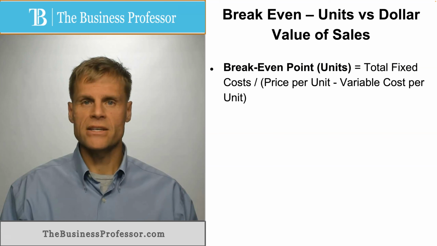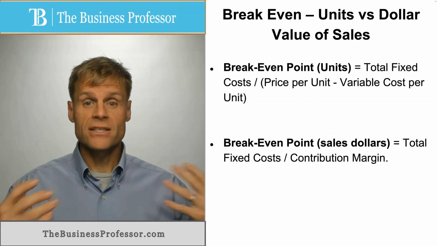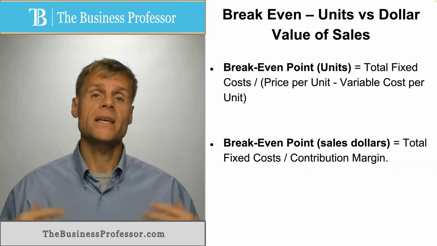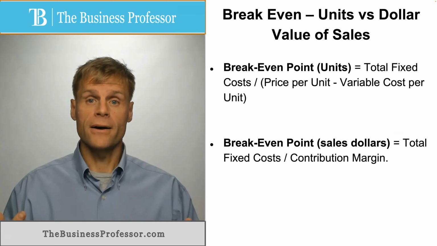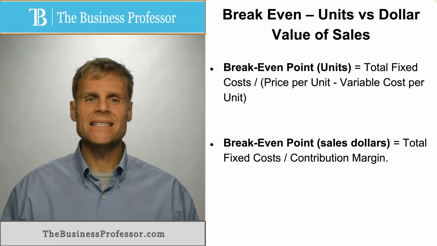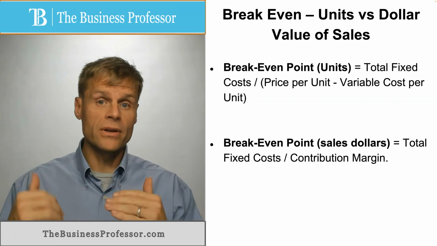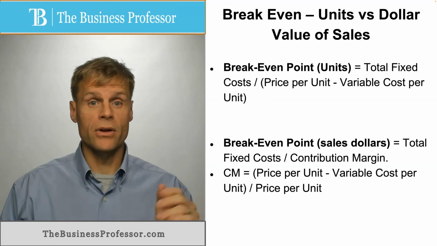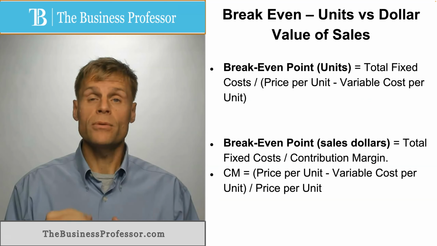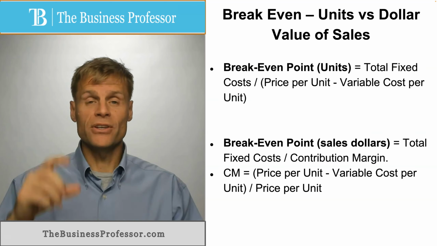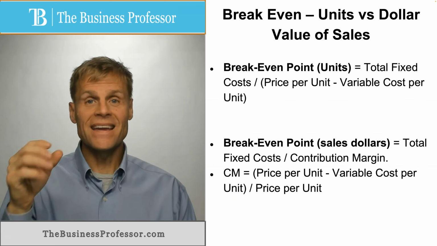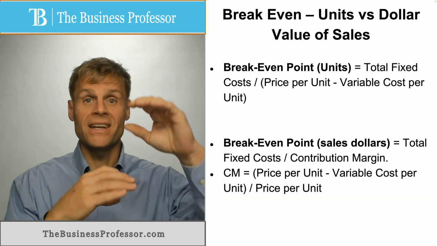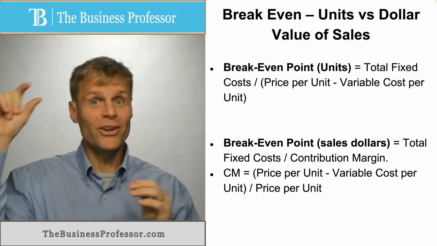Now, if you need the calculation in dollars, that's a relatively simple formula too. But so that you're not confused when you hear these terms, here's generally what goes into it. You take your total fixed cost again, and instead of dividing by price per unit minus variable cost per unit, you're going to divide it by the contribution margin, which is very similar. It's the price per unit minus variable cost per unit, divided by price per unit. So it's a percentage. It's not a dollar value. In the break-even units, you have a dollar value divided by a dollar value. Both cancel each other out, so you get a number value.